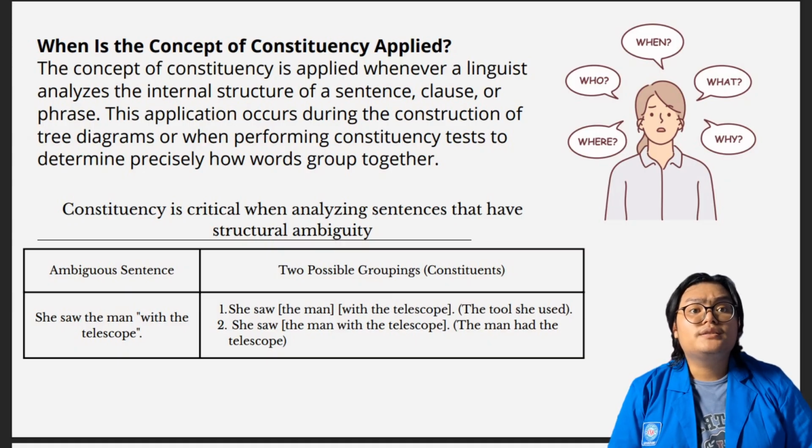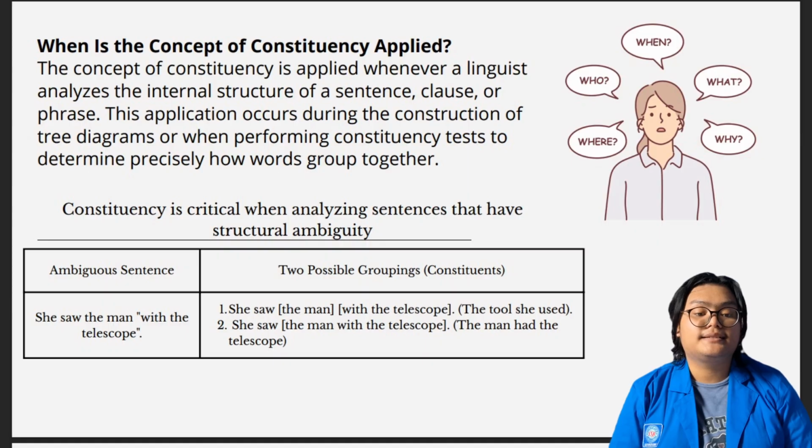When is the concept of constituency applied? The concept of constituency is applied whenever a linguist analyzes the internal structures of a sentence, clause, or phrase. This application occurs during the construction of tree diagrams or when performing constituency tests to determine precisely how words group together. Constituency is critical when analyzing sentences that have structural ambiguity. For example, in the ambiguous sentence, she saw the man with the telescope, there are two possible groupings or constituents.